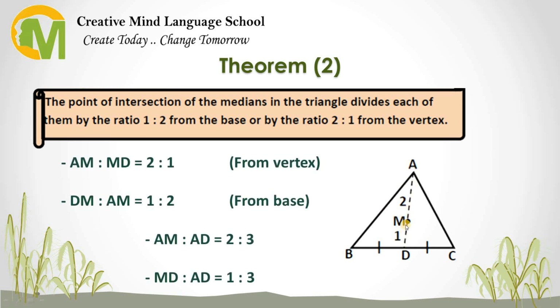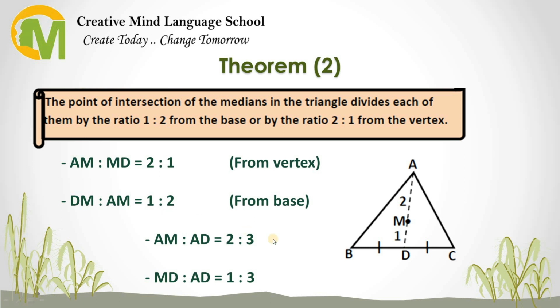We can say here that the point of concurrence, or the point of intersection of medians, divides each median into a certain ratio. AM to MD, as we go from the vertex to the base, the ratio is 2:1, which means that the length of AM is double the length of MD. In the opposite direction, if we go from the base to the vertex, then we will go with the ratio 1:2. DM to AM is 1:2, or the length of DM is half the length of AM.